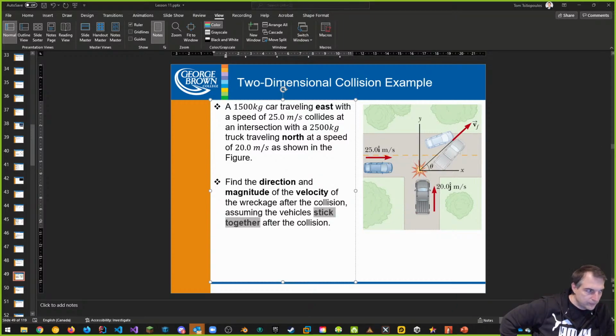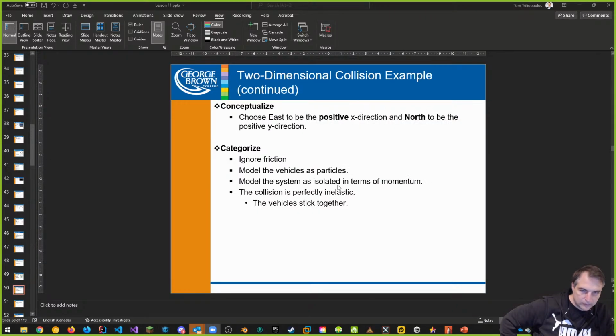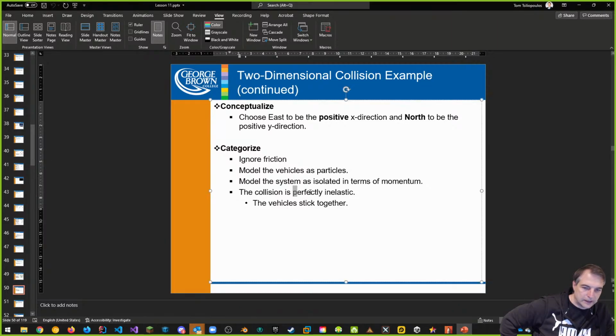So it kind of shows you a situation where both masses are one over here, okay? So again, choose east to be the positive x direction and north to be the positive y direction. Categorize: ignore friction. Model the vehicles as particles. Model the system as isolated in terms of momentum. The collision is perfectly inelastic because the vehicles stick together.